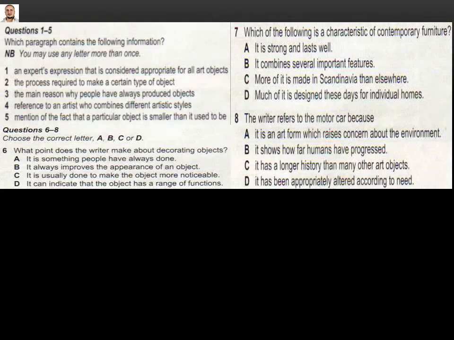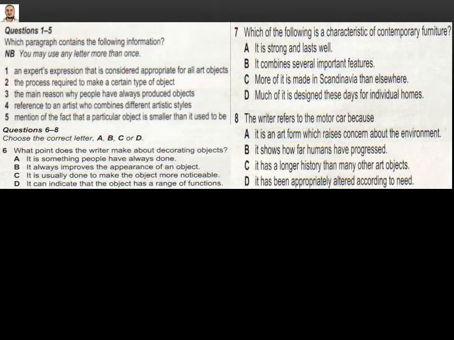Today we are having different questions. We have choices and we have to choose in which paragraph also. So, we have questions from 1 to 5. Which paragraph contains the following information? Note well, you may use any letter more than once. That means you may use any letter more than once and you don't have to use all the letters.